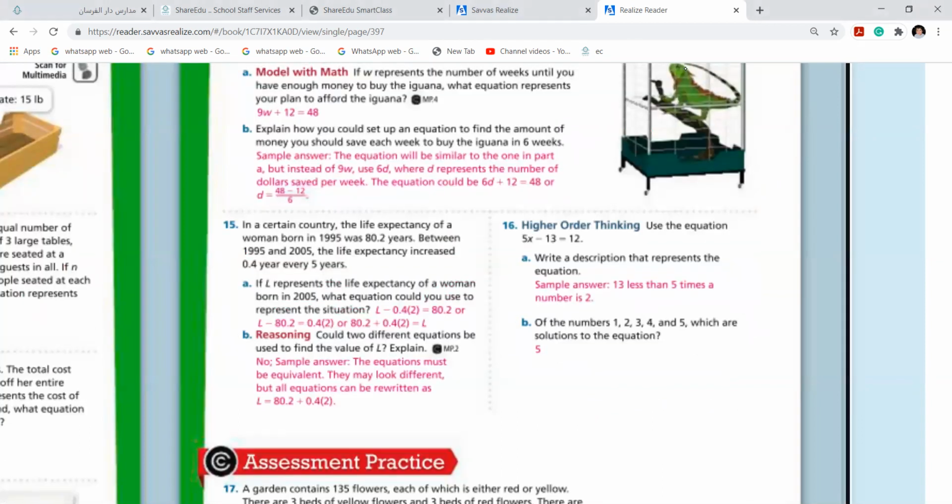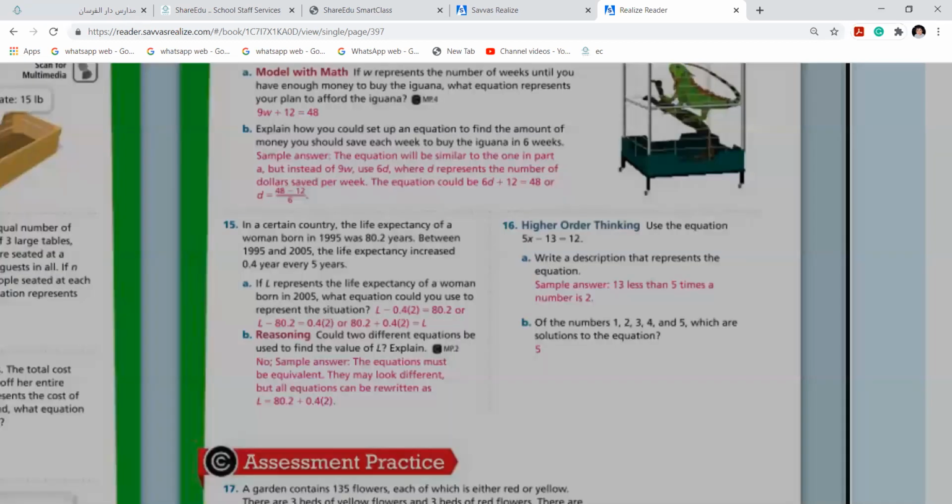In a certain country, the life expectancy of women born in 1995 was 80.2 years. Between 1995 and 2005, the life expectancy increased 0.4 years every 5 years. If L is the life expectancy of women born in 2005, why did I subtract it, girls? Why did I subtract this, anyone? 2005, compare.